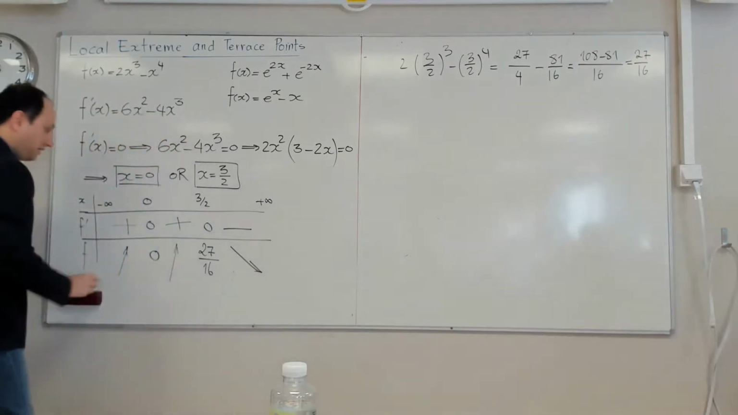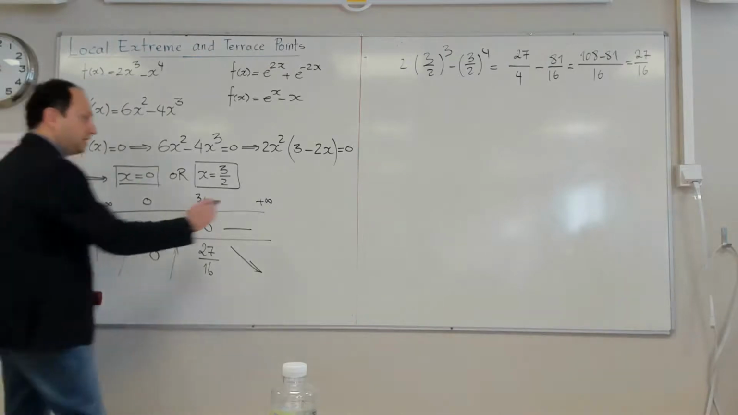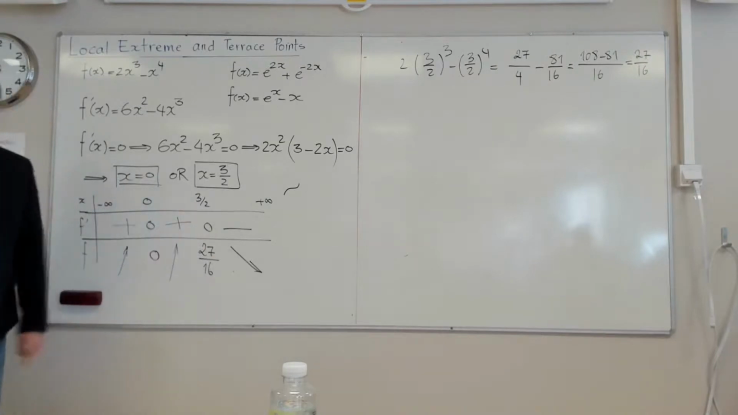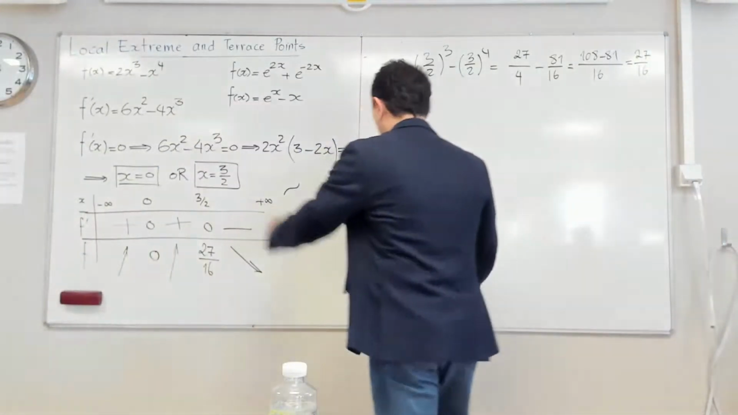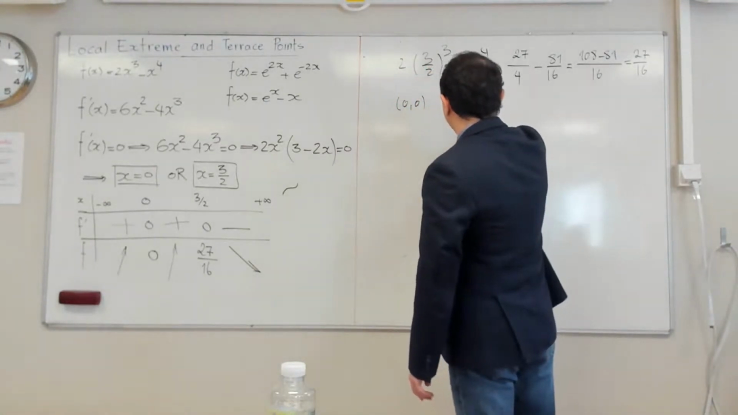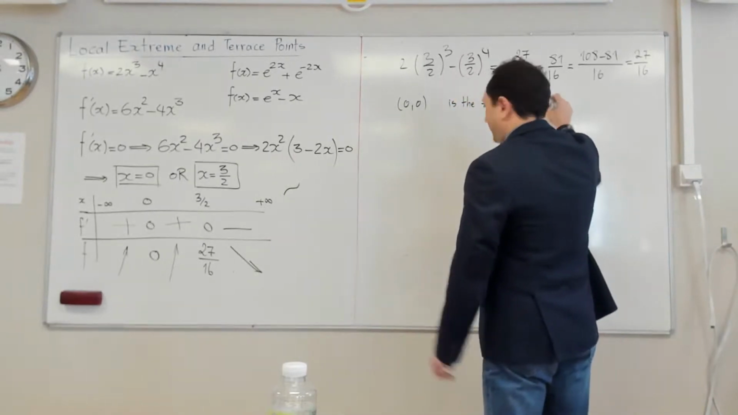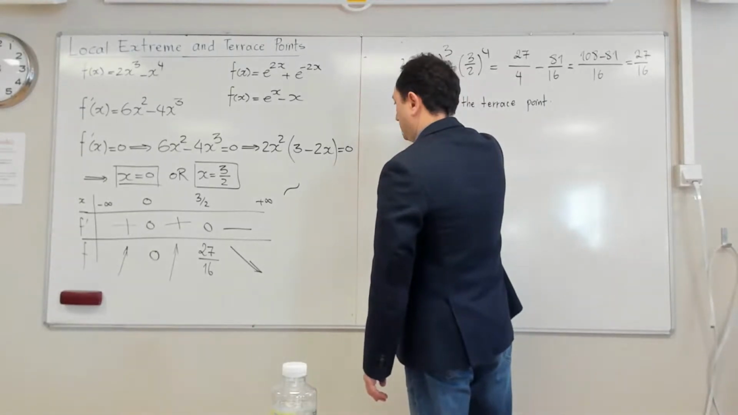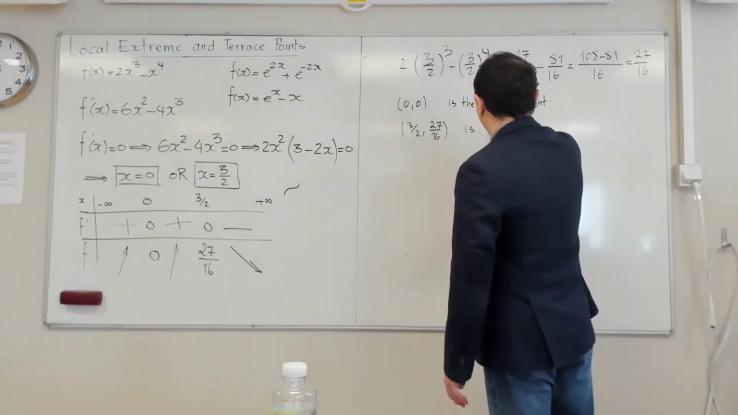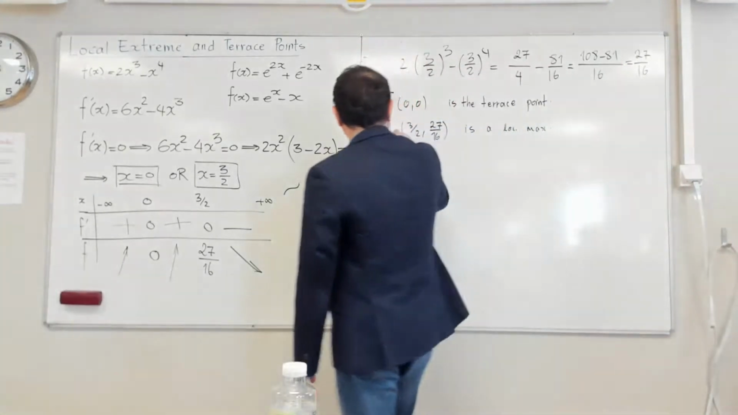And this goes down. This point is a terrace point. Of which type? Positive, positive. So the terrace point is something like this for this point. Yes? But this is a local maximum as you predicted, yes? So let me write 0, 0. You need to write this as the answer. 0, 0 is the terrace point. And then the point 3 over 2, 27 over 16, which is a bad number actually, is a local maximum, yes?